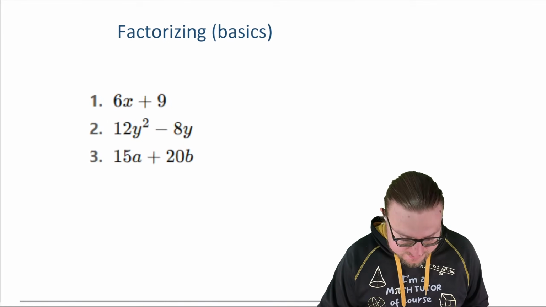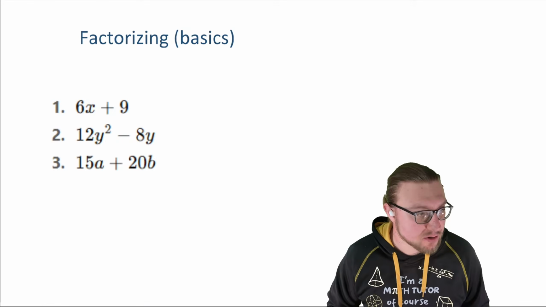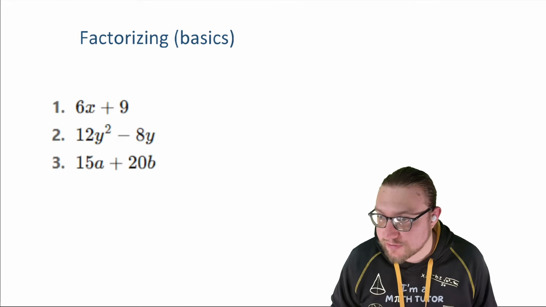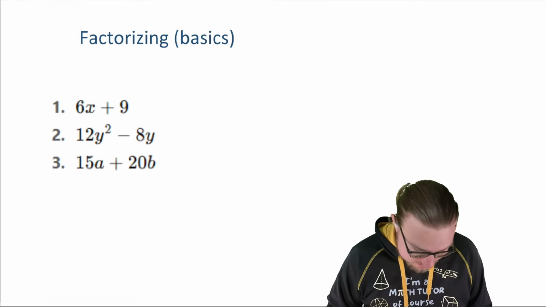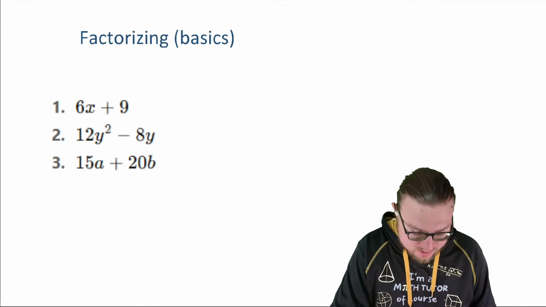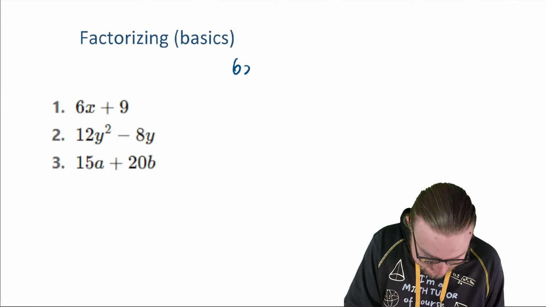Right, basic factorization. We're going to get to quadratics in a moment, but for now, if we have a look at some of these, there's no square terms. I mean, in the second one there is, but we have a missing term with no number at the end. So let's just have a look at the first one. Here we have 6x plus 9.